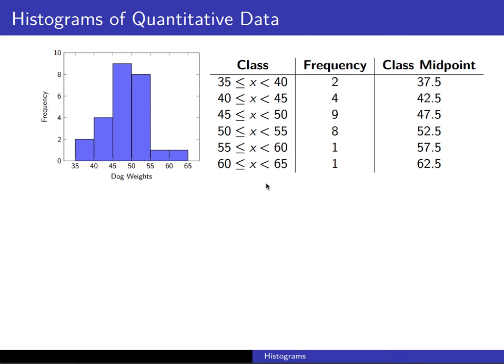Here we just use 5 as the class width. These are called lower class limits here, and we can find the class width again by taking any two lower class limits and subtracting them. So 40 minus 35 gives us 5. We could also graph a histogram using what's known as a class midpoint. We just add the two values here, 35 and 40, and divide by 2. We get 37.5 as the midpoint of this first class.